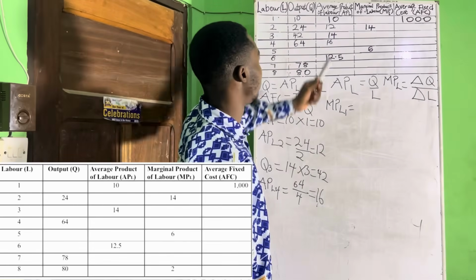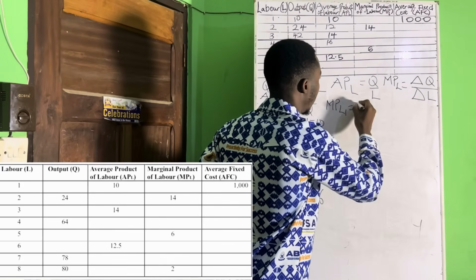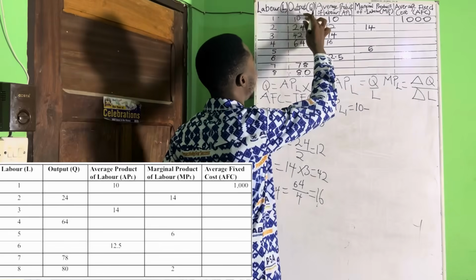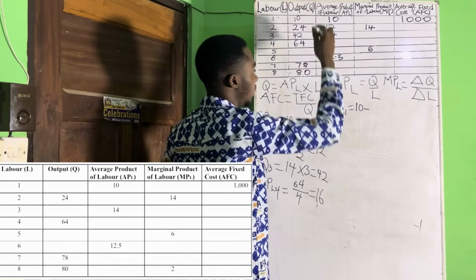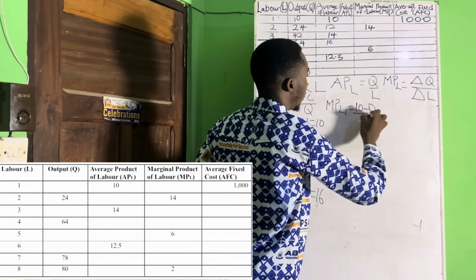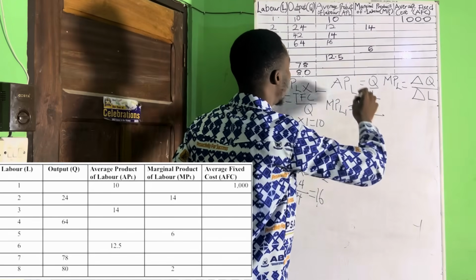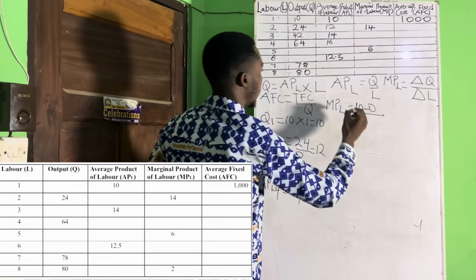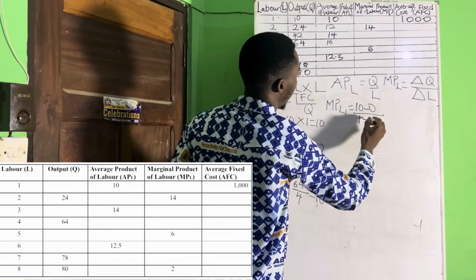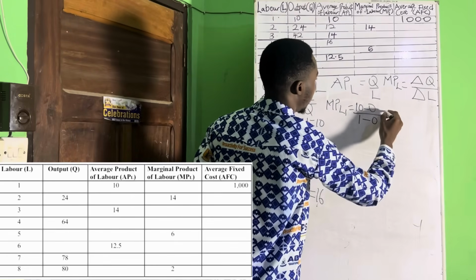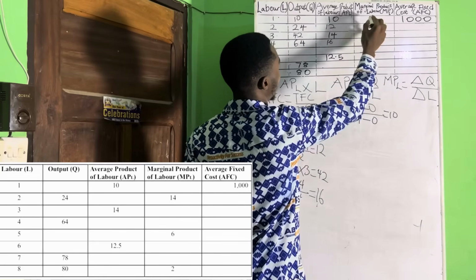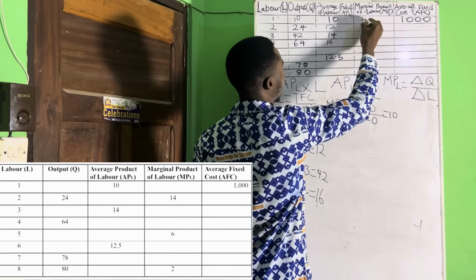So the output is 10, which is our K L. That's the new, then minus the old one. That should have been the previous one, but there's nothing there, so you can make it 0. That's the change in the output over the change in labor. The labor for that particular one is 1, then minus the previous one. We don't have any previous one there, so you can make it 0. So we are going to be getting 10, right? So our MPL1 is going to be 10.